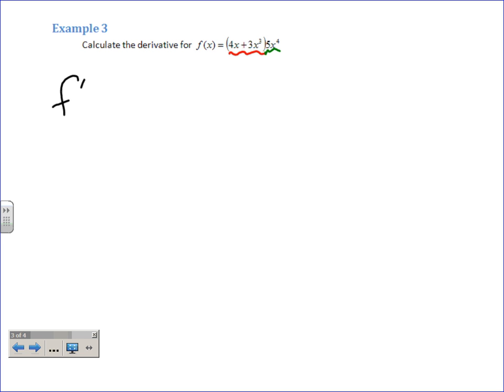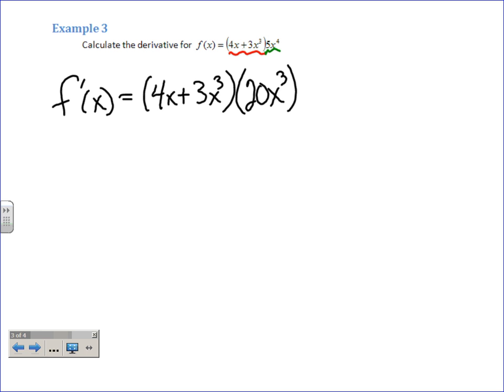So f prime of x. So we took the derivative of the left side. We're doing good. So now we've got to say, okay, write down the first one, times the derivative of the second one, plus the second one times the derivative of the first one. Okay.